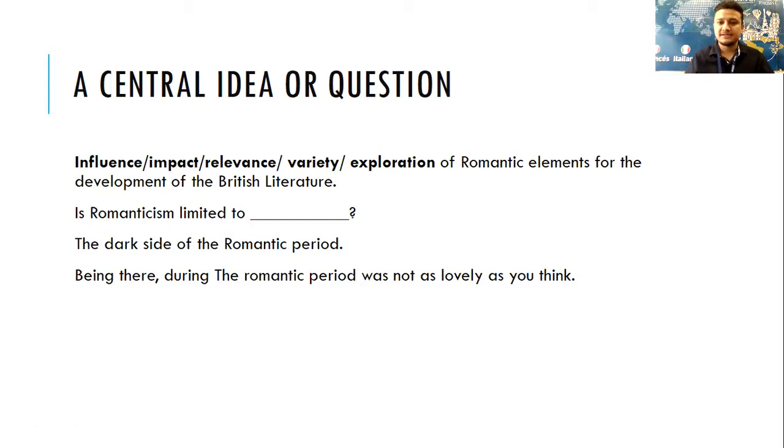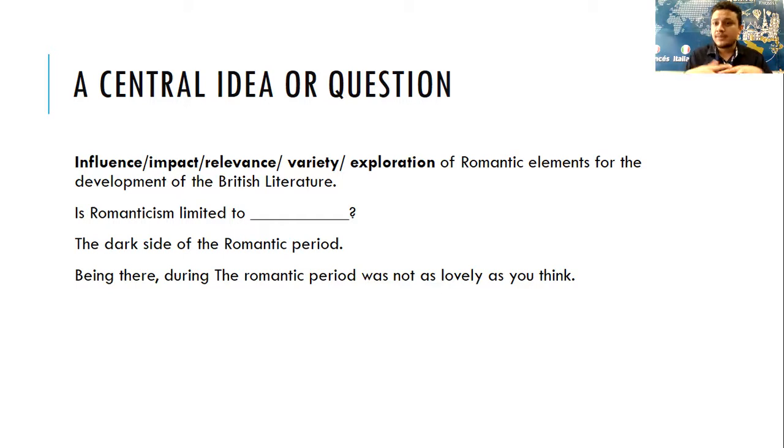I'm still going to use the example of the romantic period, but you can apply it to any of the periods that I assigned you. The first one, you can say the influence, or the impact, or the relevance, or the variety, or the variations or explorations of romantic elements for the development of British literature. Simple like that. You can say the influence of romantic elements for the development of British literature, or the impact of romantic elements, or the relevance of the romantic elements for the development of the British, and so on, right? You got the idea.